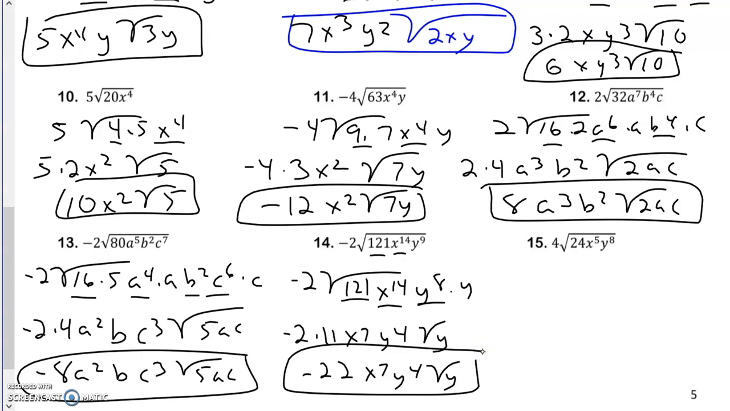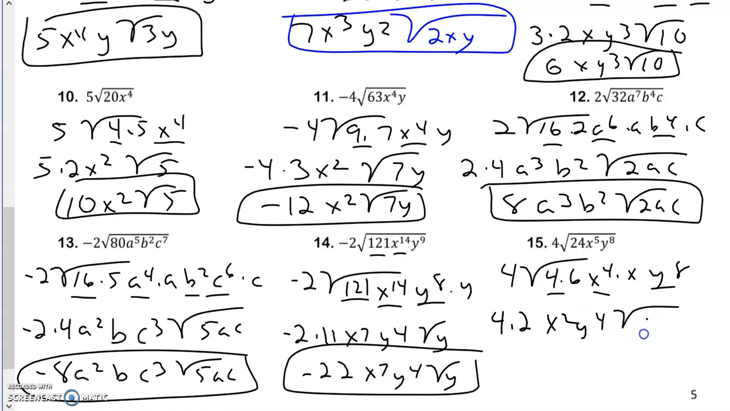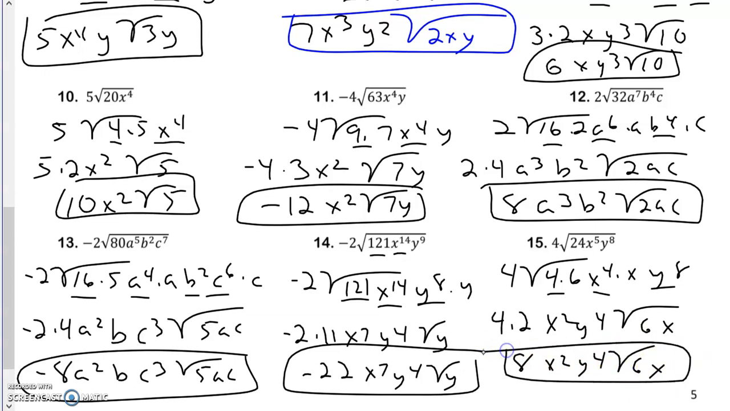Taking a look at the next one, got to find the biggest perfect square. The biggest perfect square is 4. So it's 4, and then I do 4 times 6. And then I do x to the 4th, x, and y to the 8th. Underline the even exponents. Square root of 4 is 2, so 4 times 2. And 4 divided by 2 is 2. 8 divided by 2 is 4. And I'm just going to leave the 6x. And I'm going to get 8x to the 2nd, y to the 4th, 6x. Taking a look at the next page.